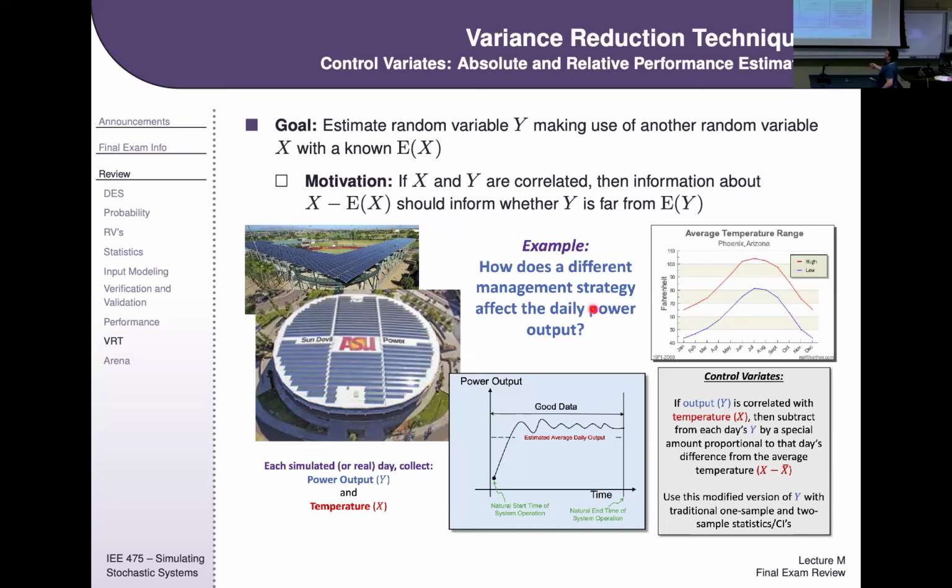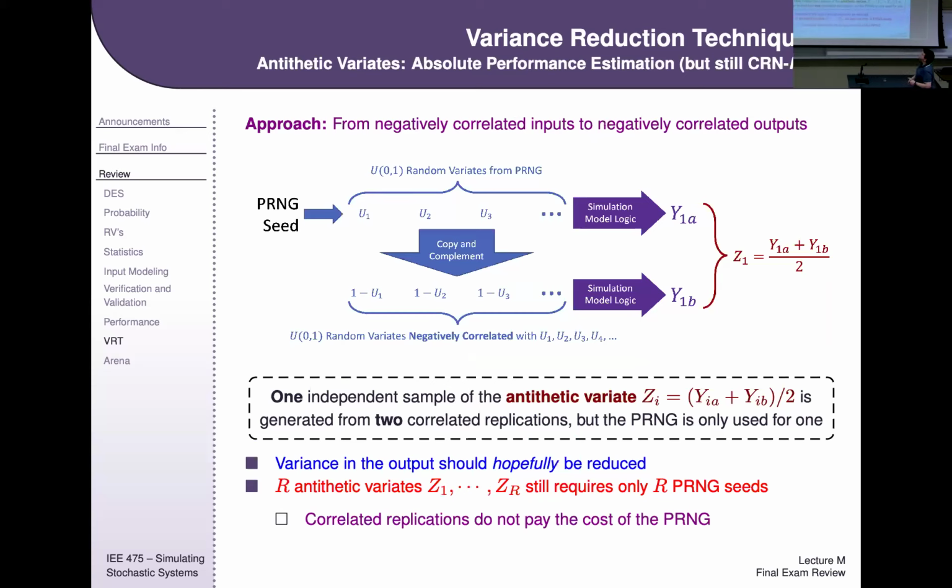So I used the example of you're trying to study differences in how you're running your solar inverters, but temperature is another variable that's going to affect performance. Temperature isn't the thing you're studying, but it is going to affect your outputs. So I measure temperature, and I use my measured temperature to subtract off variance that is likely due to temperature, so that the variance that's left over is the variance due to the thing I'm actually studying. So that's the idea behind control variates.